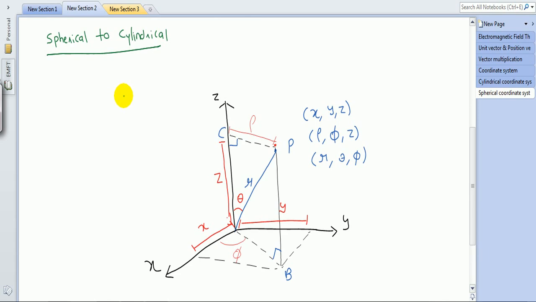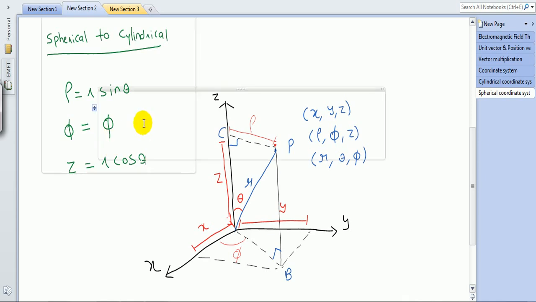Now if you want to do the opposite, that is from spherical to cylindrical, we will be relating rho, phi and z in terms of r, theta and phi. So now if I project this line OP on the xy plane, it will be r sine theta, and this distance is already rho. So we can write rho is equal to r sine theta, and phi here will be equal to phi, and z will be, if I project this line OP on the z axis, it will be r cos theta. So this is how we can relate rho, phi and z in terms of spherical coordinates, that is r, theta and phi.